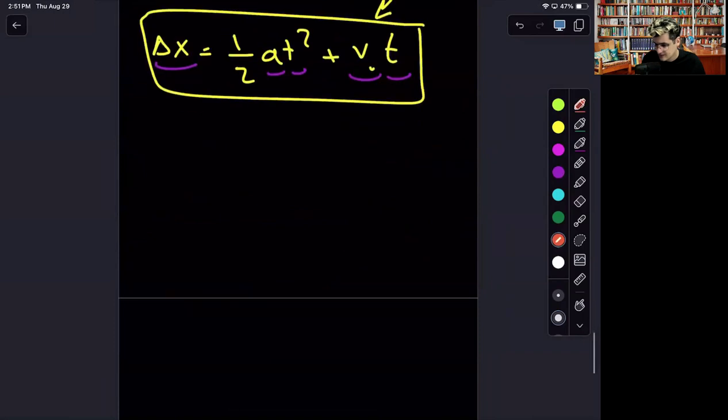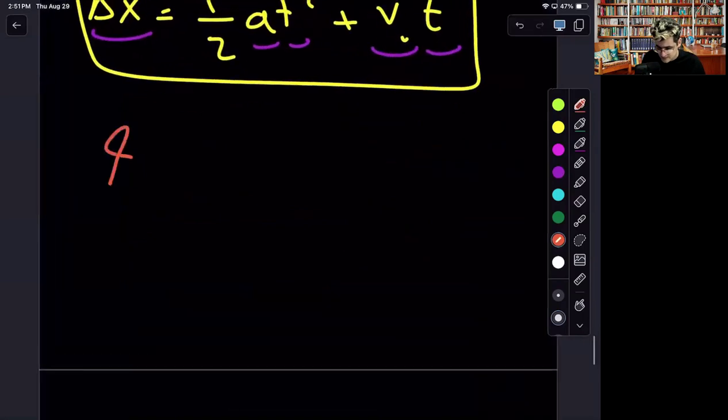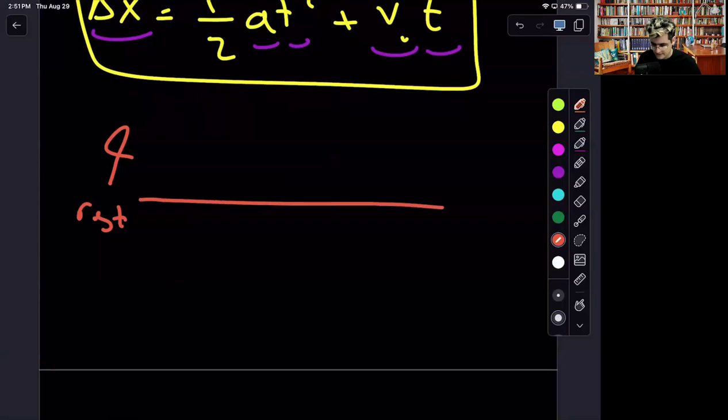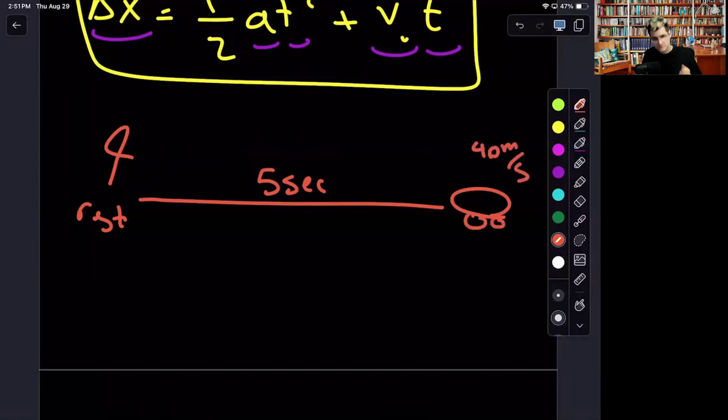Let's do an example and then we move on. So imagine you start from rest at the red light and you start moving. And after, let's just say, 5 seconds, you get to a velocity of 40 meters per second. Make sense? So you start from rest, you start going faster, faster, faster. After 5 seconds, you get to 40 meters per second. So now the question is asking, how much is the displacement?